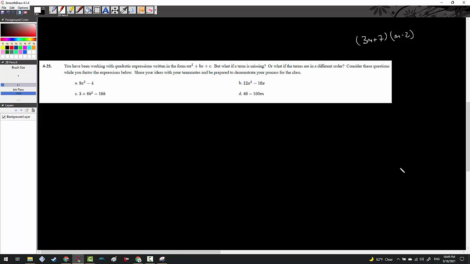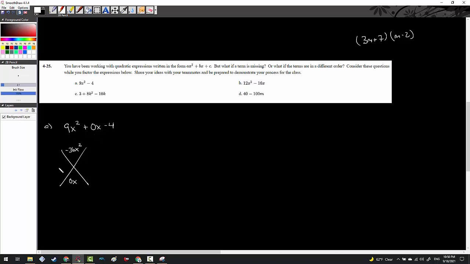In 4-25, it says you have been working with quadratic expressions written in the form ax squared plus bx plus c. But what if a term is missing, or what if the terms are in a different order? Consider these questions while you work with the expressions below. Share your ideas with your teammates and prepare to demonstrate for the class. So when things are missing, all that means is that things in your area model will be missing. So if you notice 9x squared minus 4, you could write it as 9x squared plus 0x minus 4. So we got that placeholder in for the middle term that's missing. And now that can fill in the void of the diamond problem here.